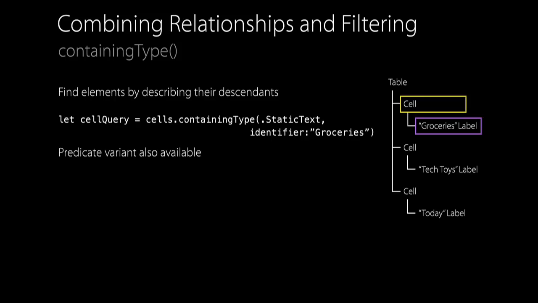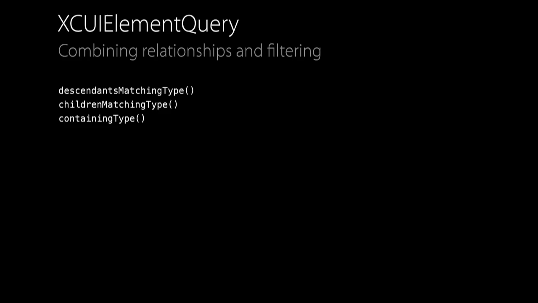There's also a predicate variant for this API. So those are our three APIs that combine relationships and filtering: descendants matching type, children matching type, containing type, and of course all the convenience APIs for descendants matching type.